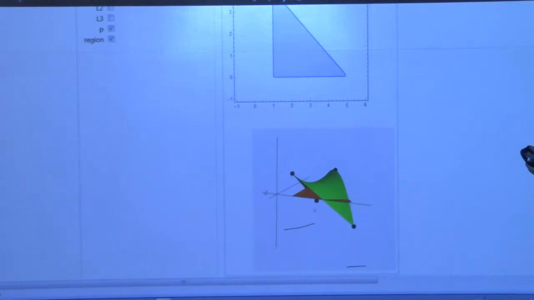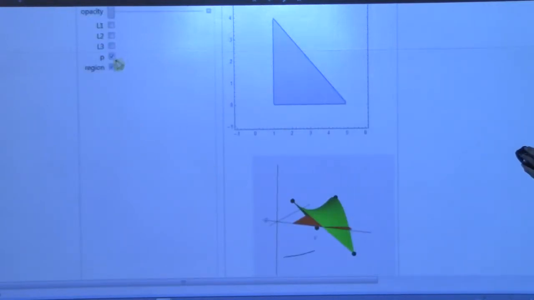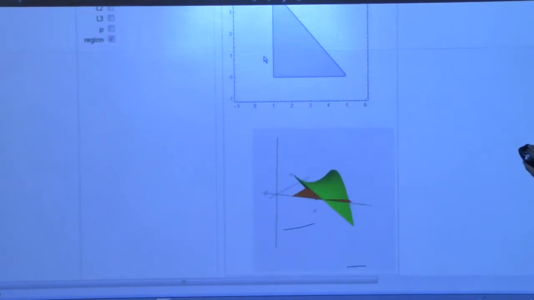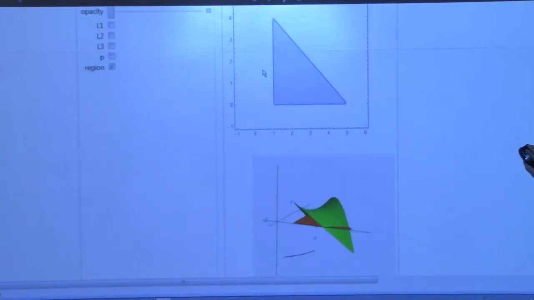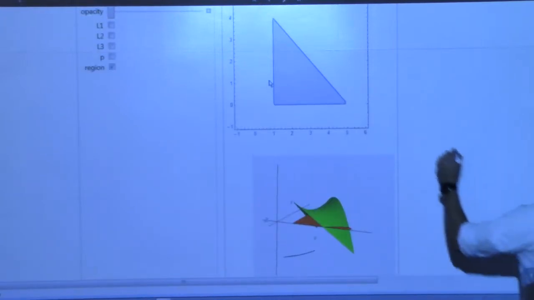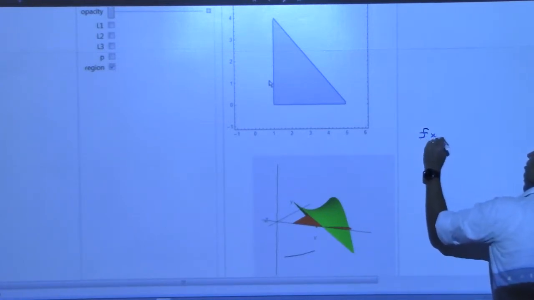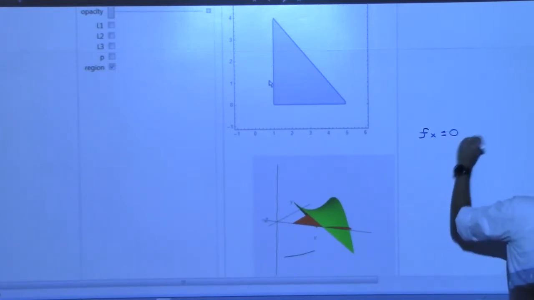Understand? Now, the way we're going to do this, I'm going to show it to you visually first. We're going to calculate the partials and set them equal to 0, the two partials.